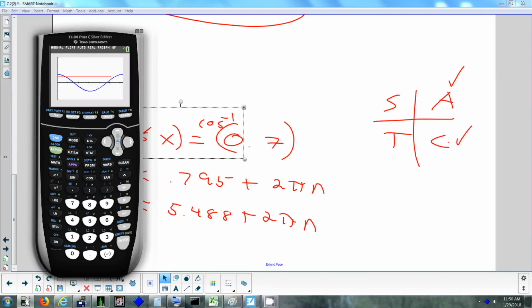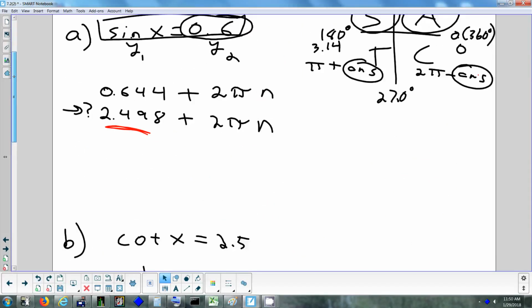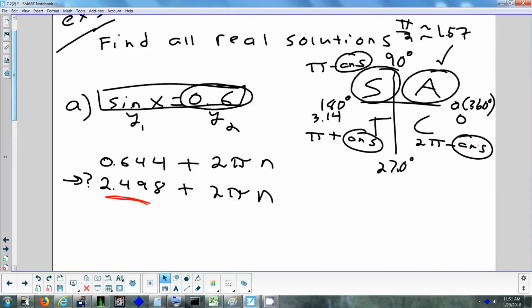Okay. So trust me, that first one, that's the 0.795. Let's calculate the second one and see if it's 5.488. Intersect. Just get a little closer to it. You don't have to be right on top of it. Just a little closer is good enough. And I don't know if you can see it or not, but that does say 5.488 if you round. Okay, so this diagram, if you don't have it, very important. This ASTC diagram.